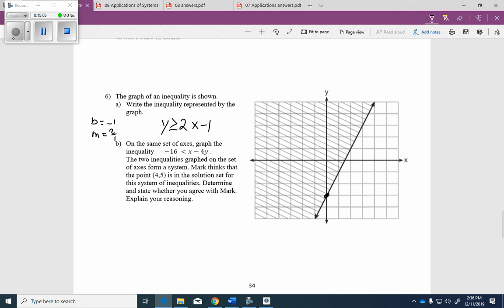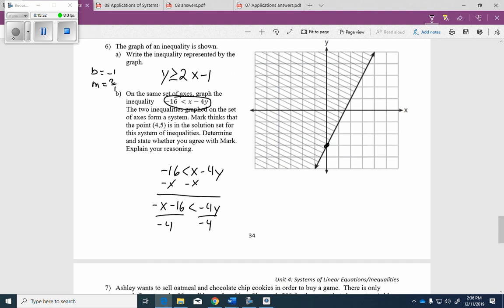So here we go. So that's the inequality. And now they're asking us to graph this inequality on the same set of axes. So I do have to get y by itself. So I can subtract x from both sides. I can divide both sides by a -4. Oh no, I'm dividing by a negative. Don't forget, you have to turn the inequality sign around. So I'm going to do that right now.